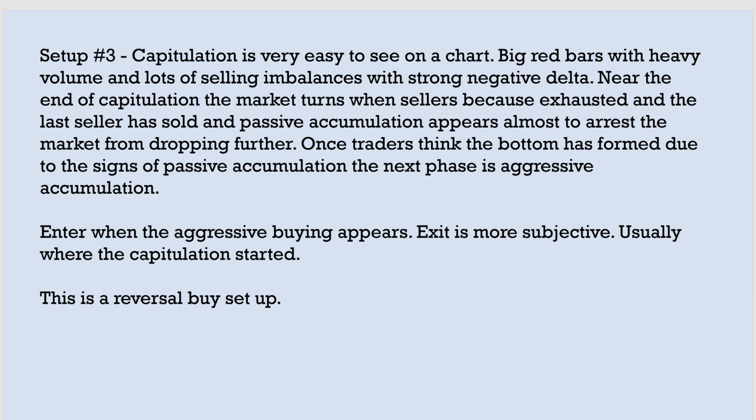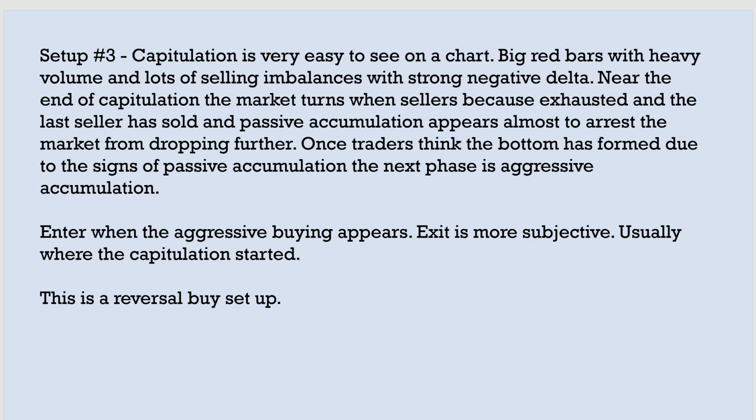Near the end of capitulation, the market turns when sellers become exhausted, and the last seller is sold. Passive accumulation appears almost to arrest the market from dropping further. Now, the difference between capitulation and dead cat bounce is that with capitulation, the market's not going to drop further. This is where the drop ends.